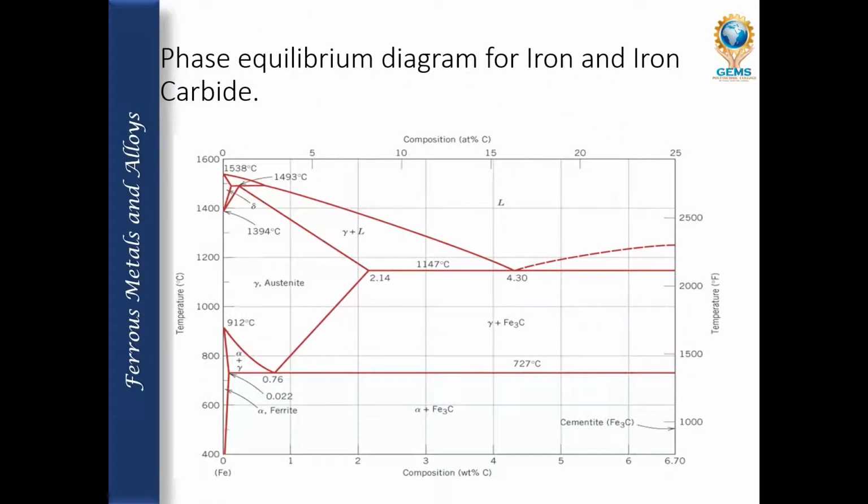This is a phase equilibrium diagram for iron and carbide. You can see the temperature and composition.